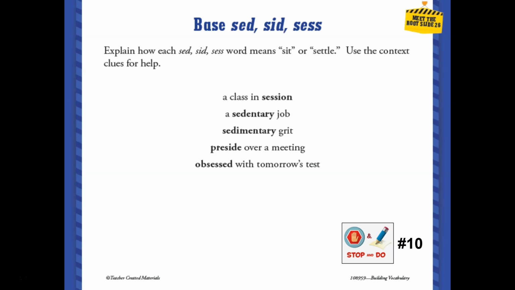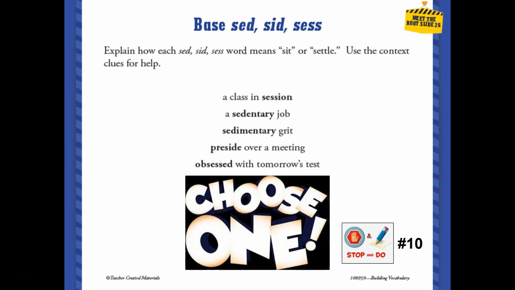And so what I want you to do now, this is actually your 10th stop and do within your learning reflection guide. And so I'd like you to take these 5 phrases, and you're actually just going to choose one. You're either going to choose a class in session, a sedentary job, sedimentary grit, preside over a meeting, or obsessed with tomorrow's test. And very simply what you're going to do is you're going to explain how your particular phrase and that base word within that phrase means to sit or to settle using the context clues within that phrase for help.